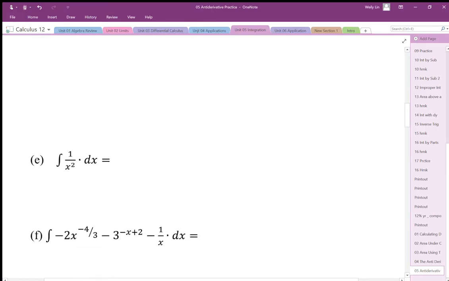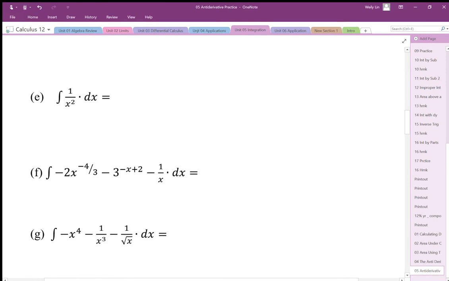So this one here, we can just use power rule. So we're going to apply power rule to 1 over x squared. So basically it's going to be the derivative of 1 over x. That negative 1 power will differentiate to negative 2. So the antiderivative should be 1 over x. Okay. But we have to account for that extra negative in there.